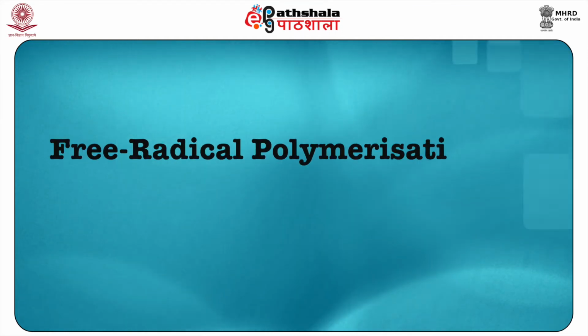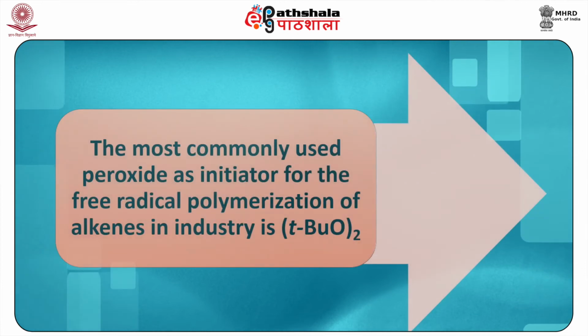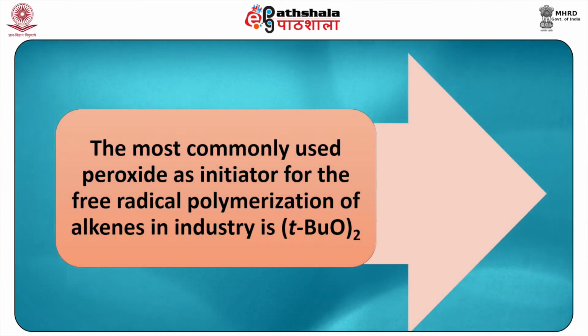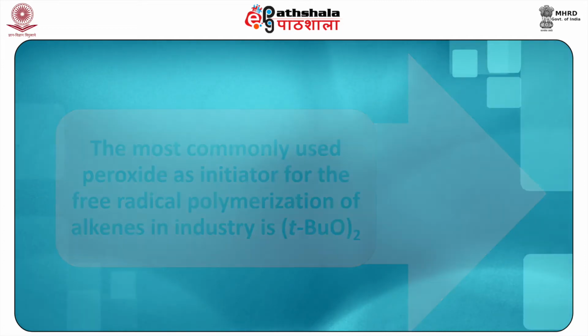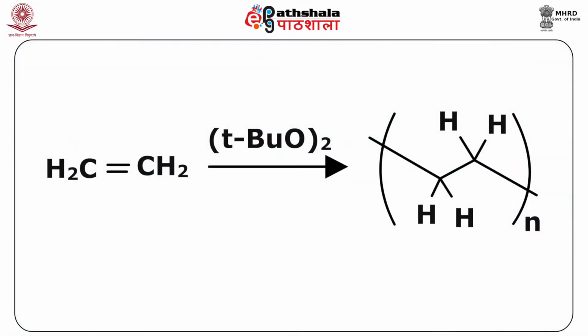Free radical polymerization. The most commonly used peroxide as initiator for the free radical polymerization of alkenes in industry is tertiary butyl peroxide. For example, the polymerization of ethene to produce polyethene uses tertiary butyl peroxide as an initiator, which initiates a number of radicals which can combine with each other, leading to a long chain polymer product.